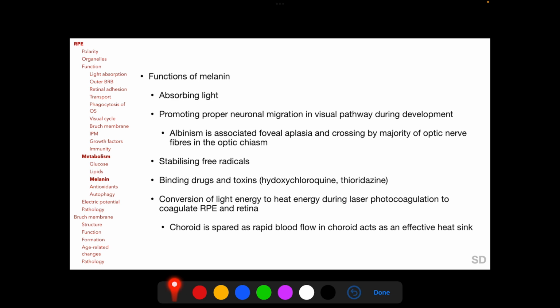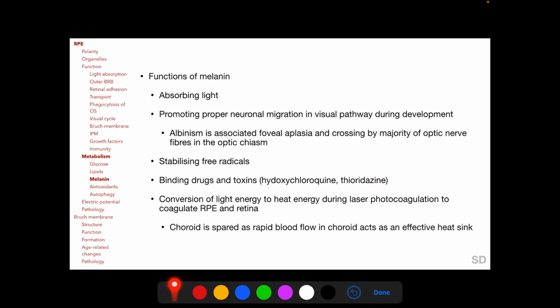In addition to absorbing light, as we have discussed, melanin also has other functions such as promoting proper neuronal migration in the visual pathway during development, which is exemplified by albinism, in which there is a congenital absence of melanin synthesis, and albinism is associated with foveal aplasia and with the majority of optic nerve fibers crossing in the optic chiasm. Melanin also stabilizes free radicals and binds drugs and toxins such as hydroxychloroquine and thioridazine, which are known to be retinotoxic.